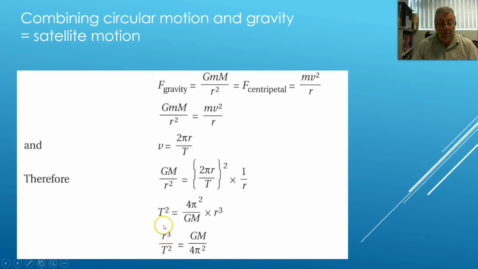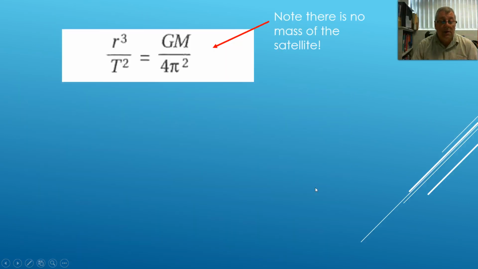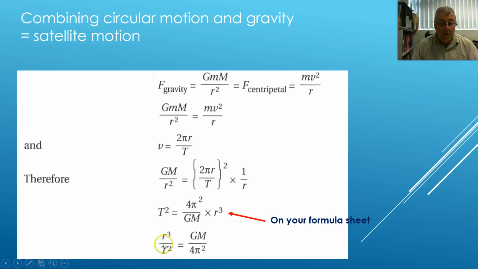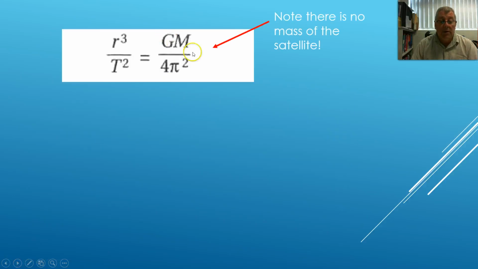Now notice that this ratio is interesting because it's the ratio of the radius of orbit to the period, and effectively this side of the equation is a constant, and we'll talk about that shortly. Now that's on your formula sheet, and we can note also that there's no mass. There's no mass of the satellite, so it's independent of the mass of the satellite.